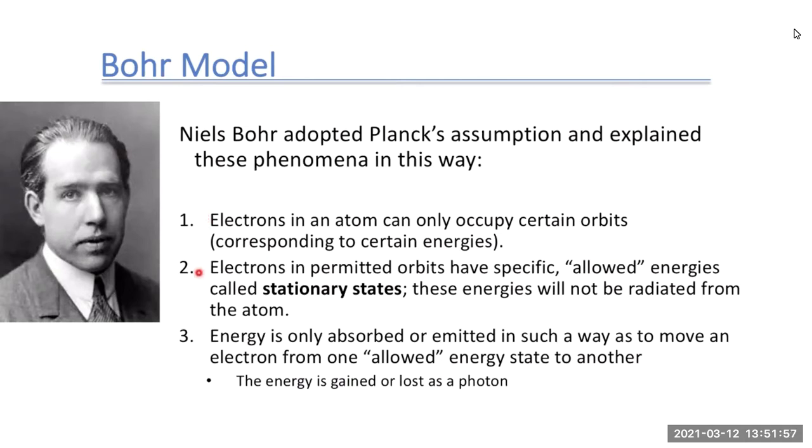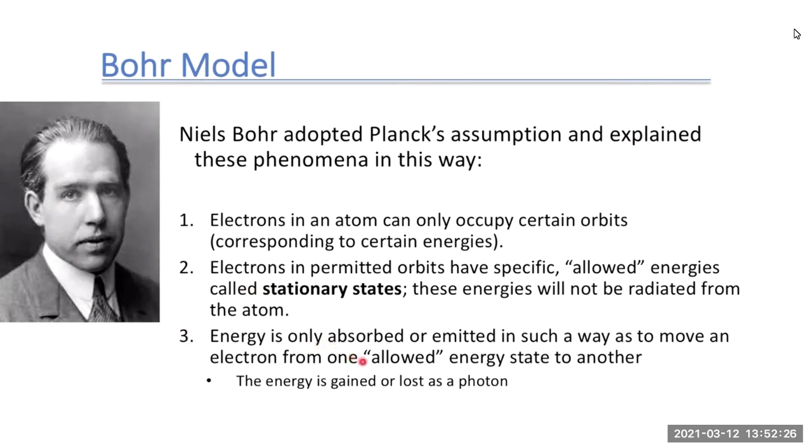And two, electrons in permitted orbitals have specific allowed energies called stationary states. And these energies will not be radiated from the atom. So you can kind of think of the stationary states almost like the electrons are at a fixed distance from the nucleus.